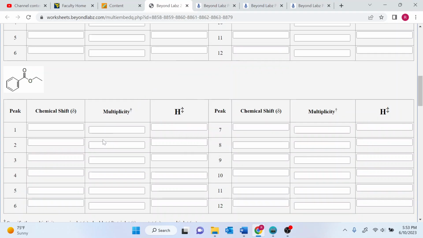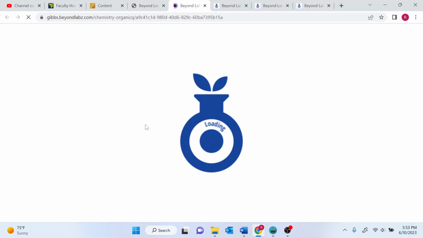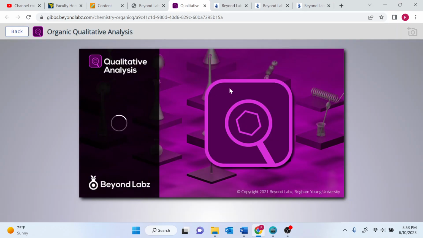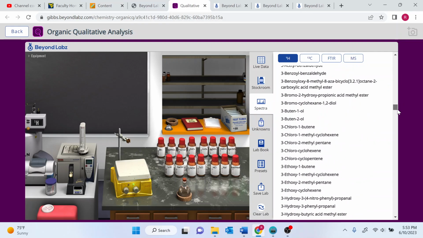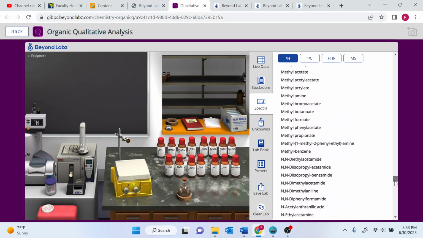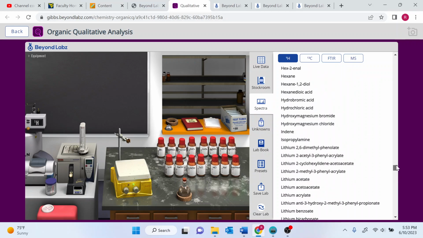So in order to figure out the multiplicity, you can access the Beyond Labs from the worksheet, access the proton NMR, and look for the name for the structure that you are working with. So for the first one, we're doing the ethyl benzoate. I believe that the ester is all the way down in this area here. So we're looking for ethyl benzoate.